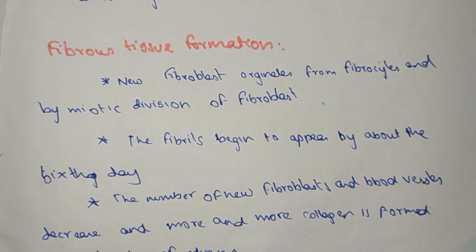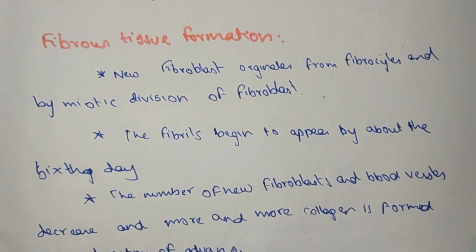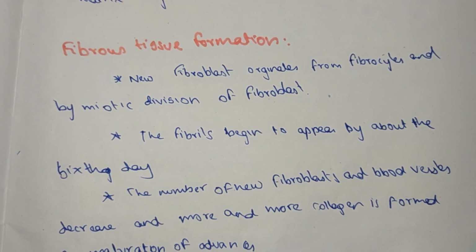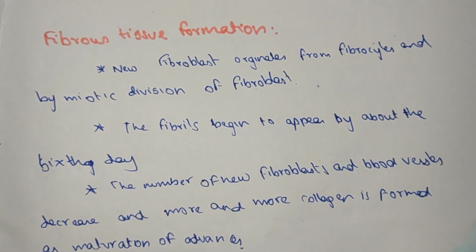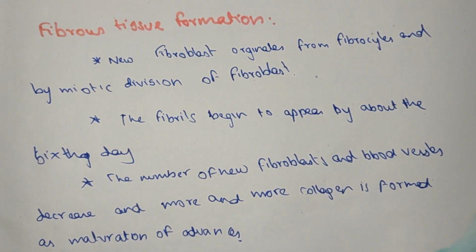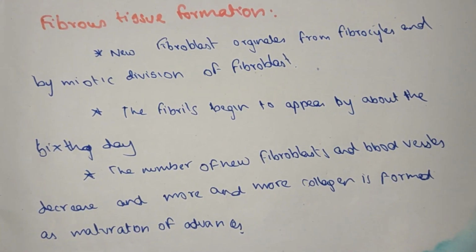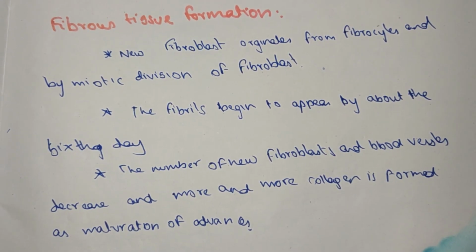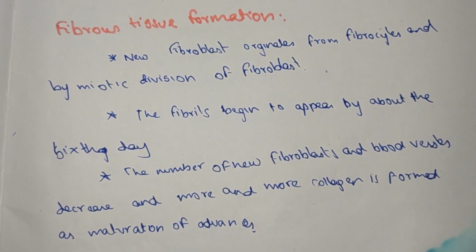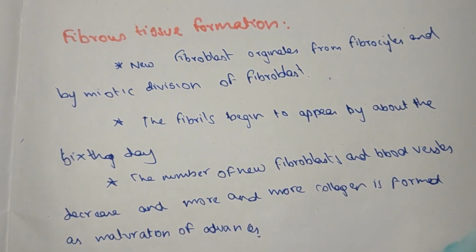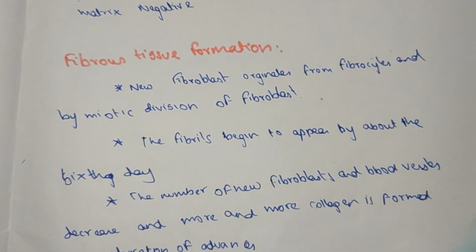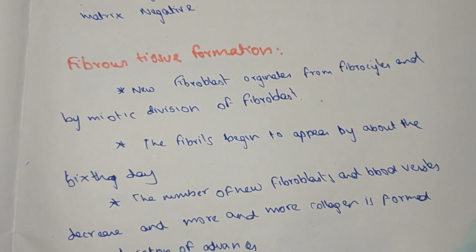New fibrous tissue originates from the fibrocytes by mitotic division of the fibroblasts, and these fibrils appear on the birthday. The number of new fibroblasts is more and the blood vessels are decreased, and there is more collagen formation as the maturation advances. This is the formation of the granulation tissue.